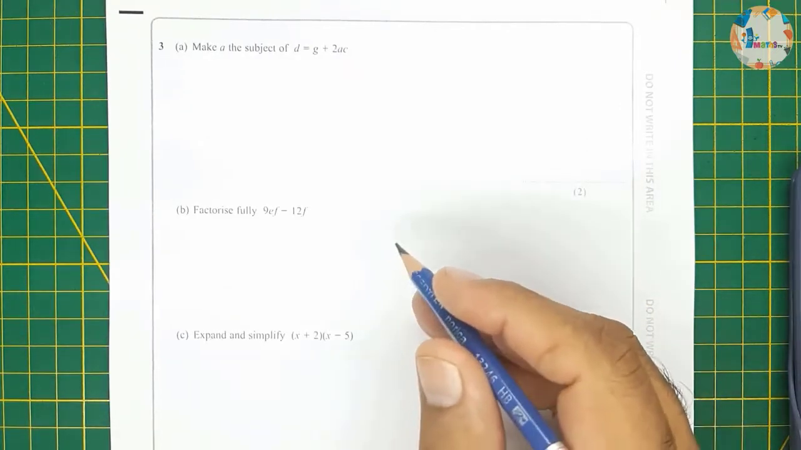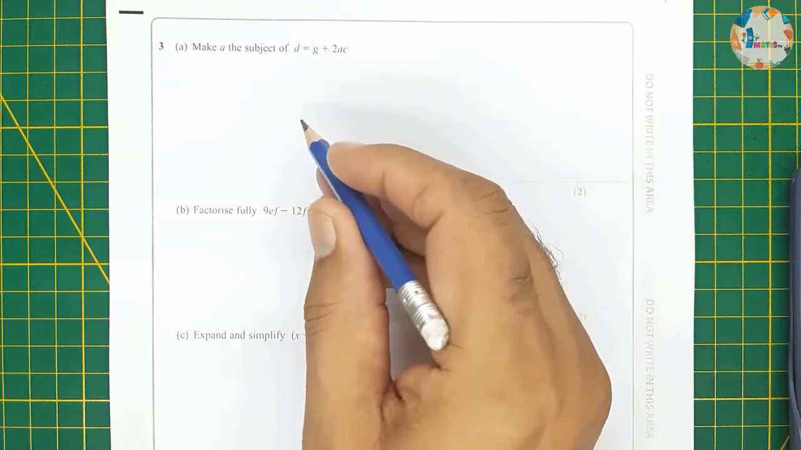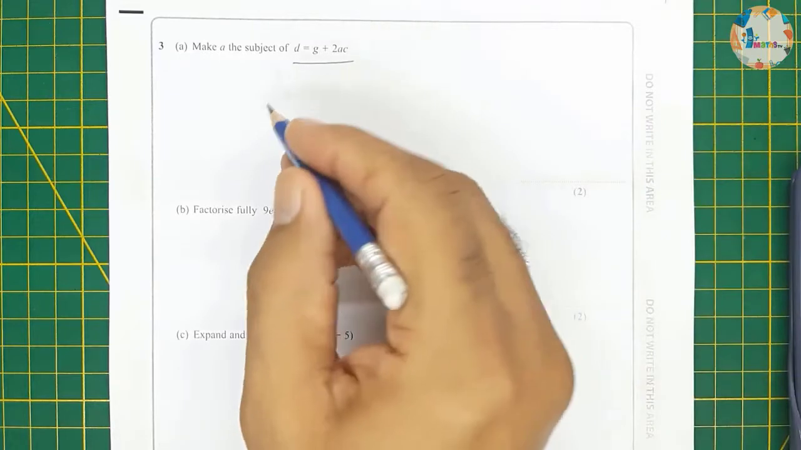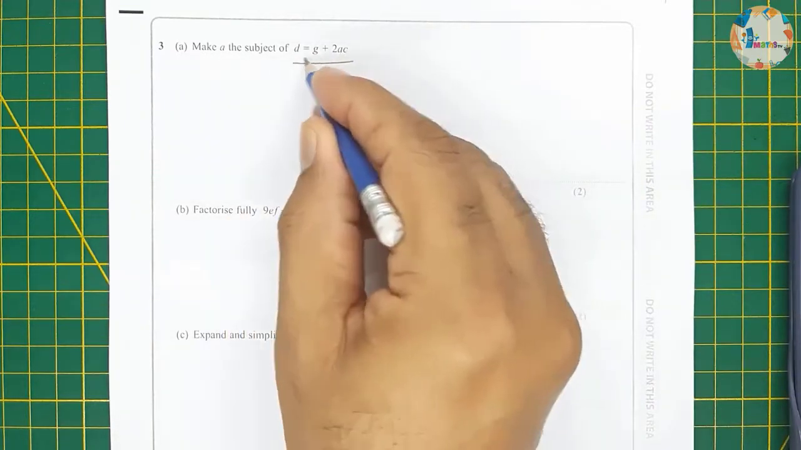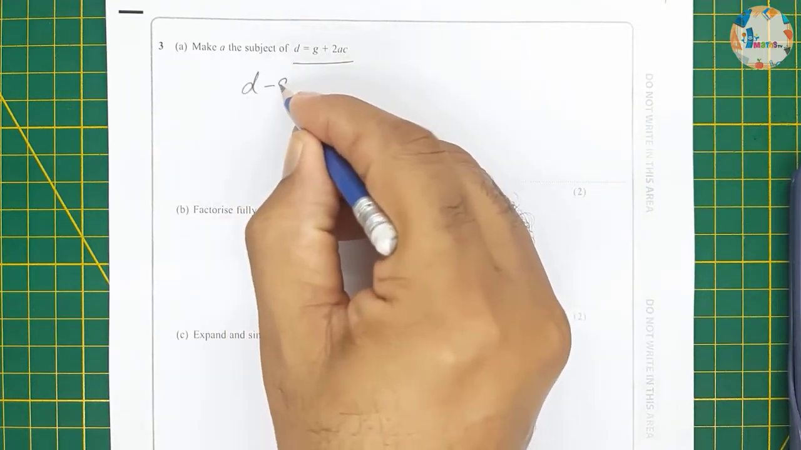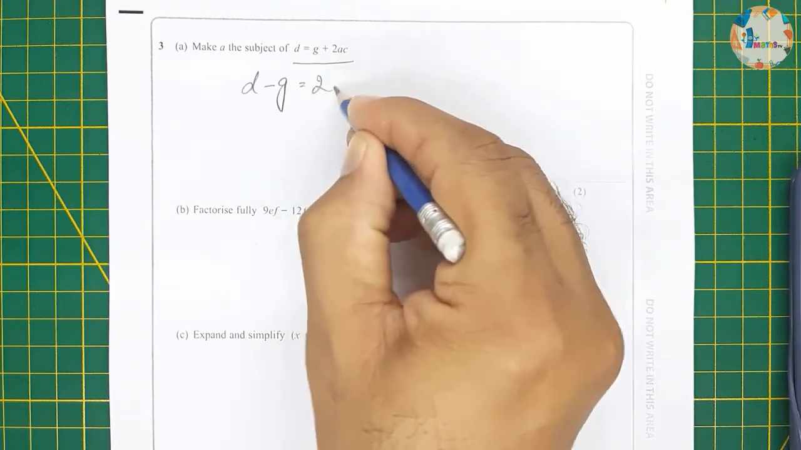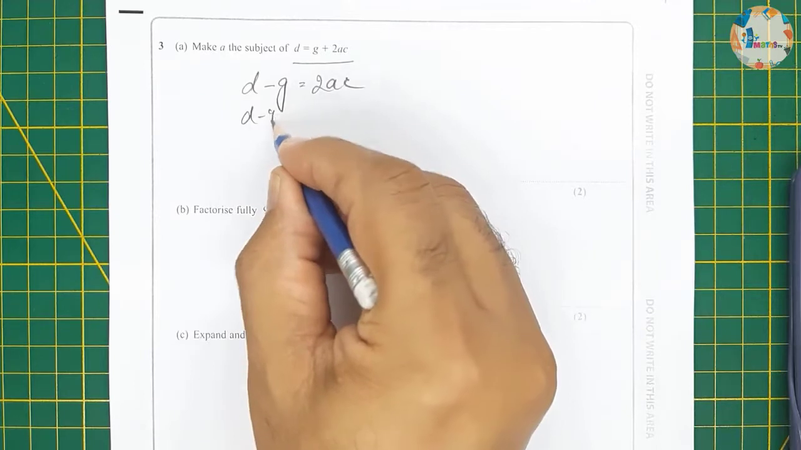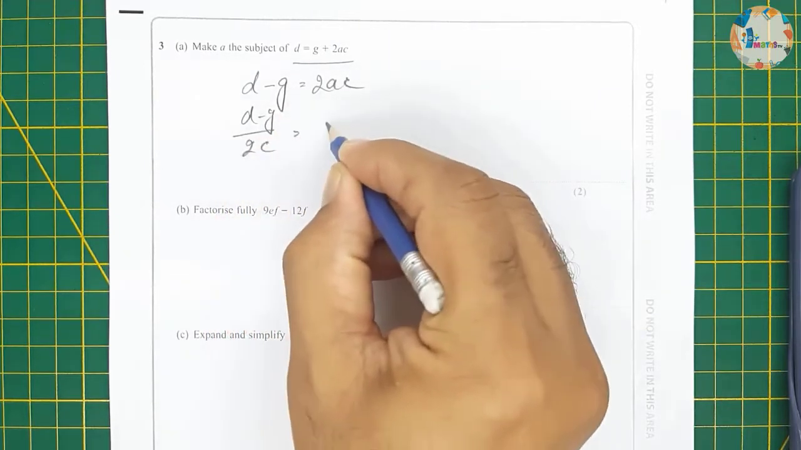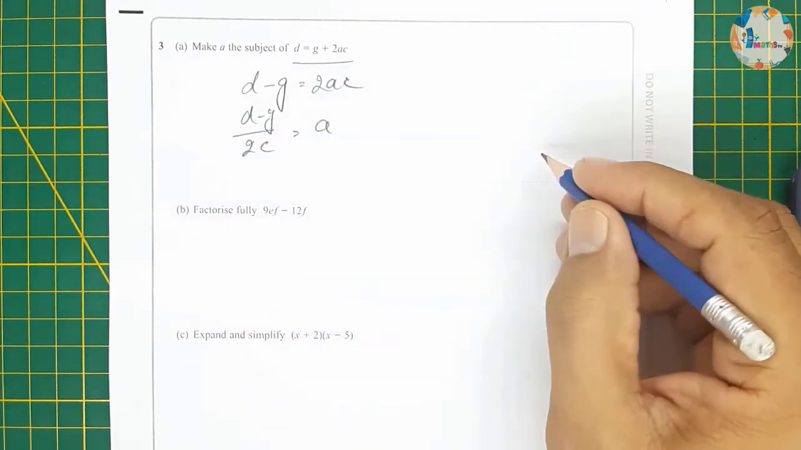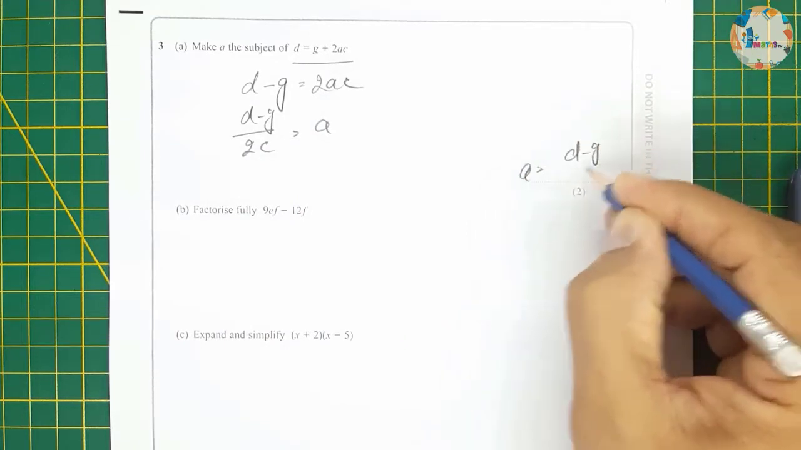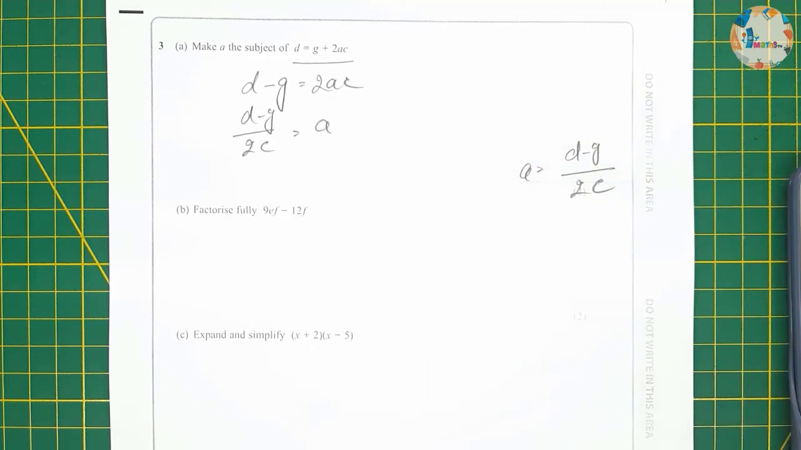So this is question number 3. Make A the subject of this one. So basically we have to make A the subject. This one G we will first shift. So D minus G is equal to 2AC. Now we can shift 2C also. So D minus G over 2C is equal to A. So A is equal to D minus G over 2C. This will be our answer.